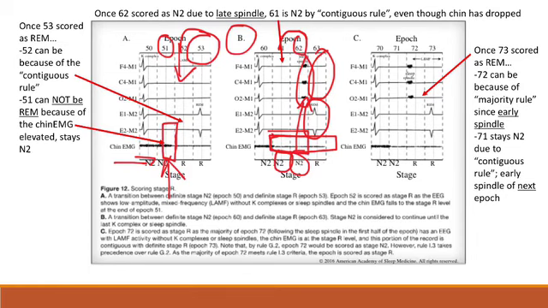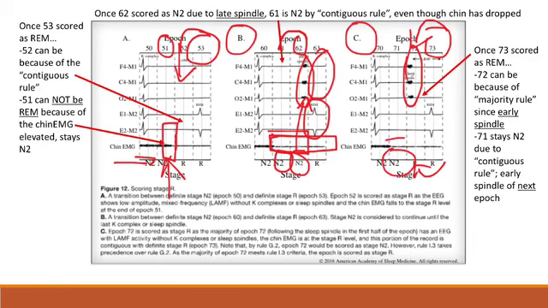So now we're going to look at this example C, where once 73 is scored as REM, then 72 is also going to be called REM because of the majority rule, because you had an early spindle right here. It's on the first half of epoch 72, so therefore I can take the majority rule and apply it to the REM here. And then epoch 71 would certainly be stage 2, because again it goes back to the contiguous rule, the epoch afterwards being stage 2.